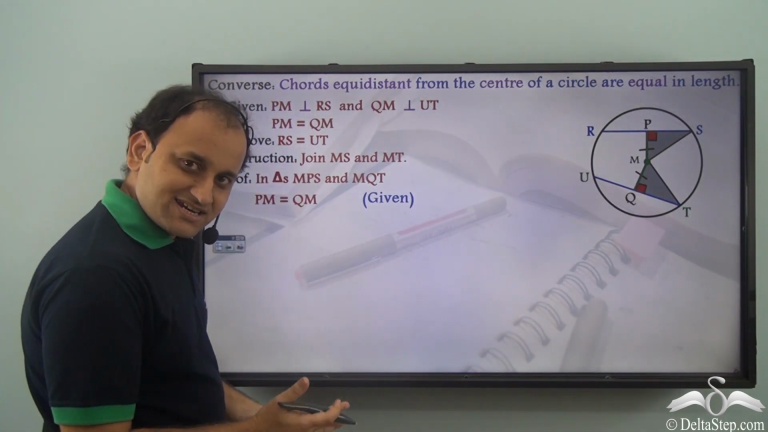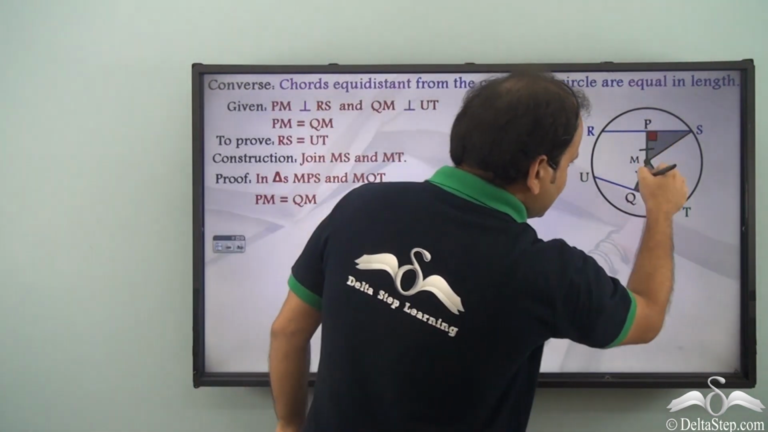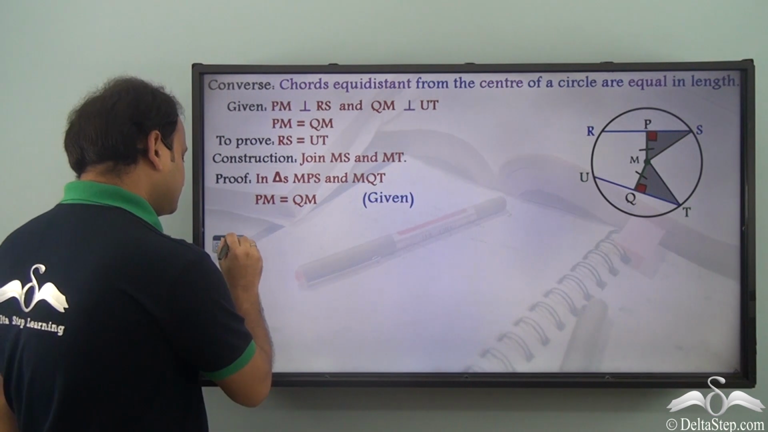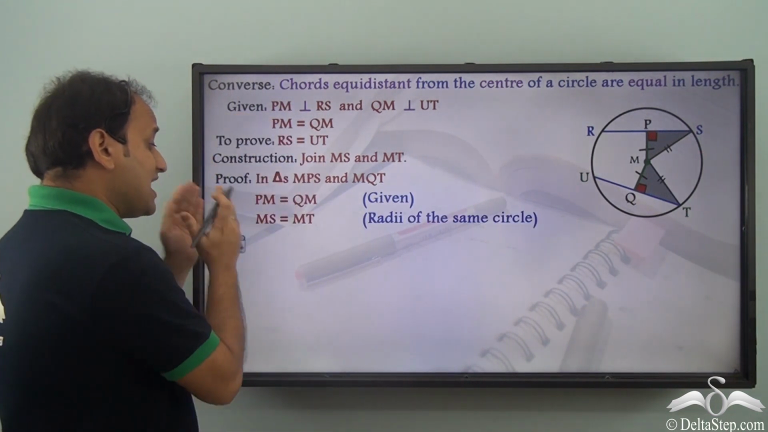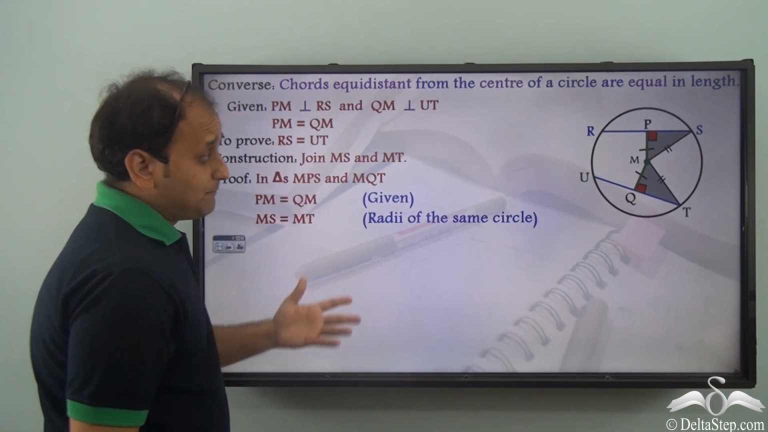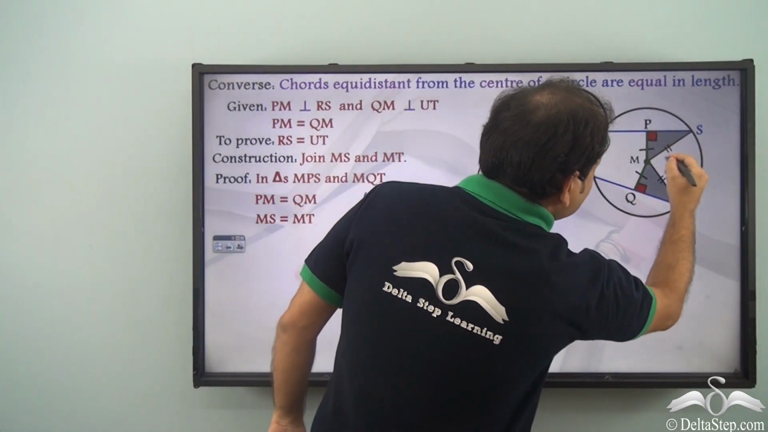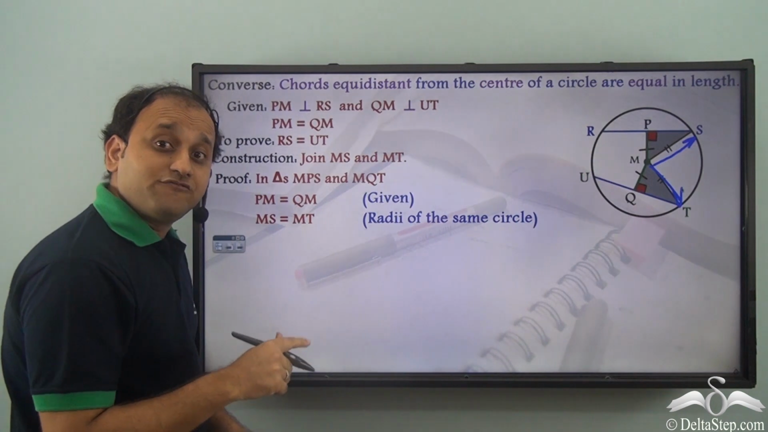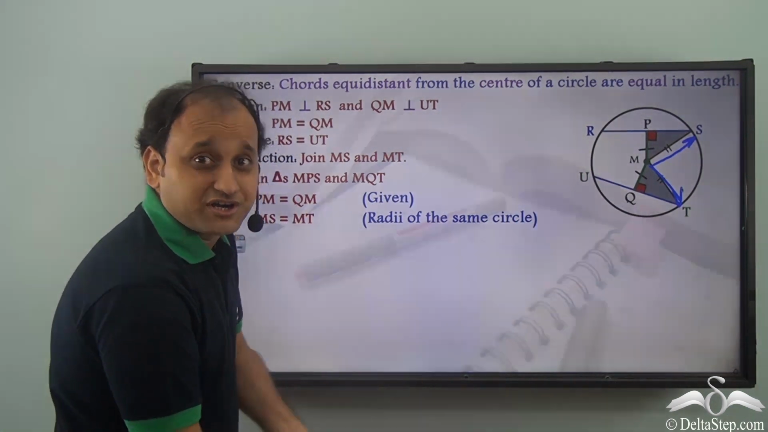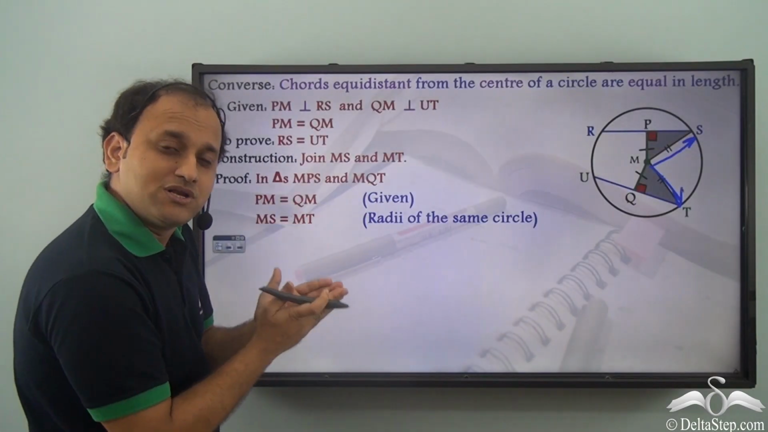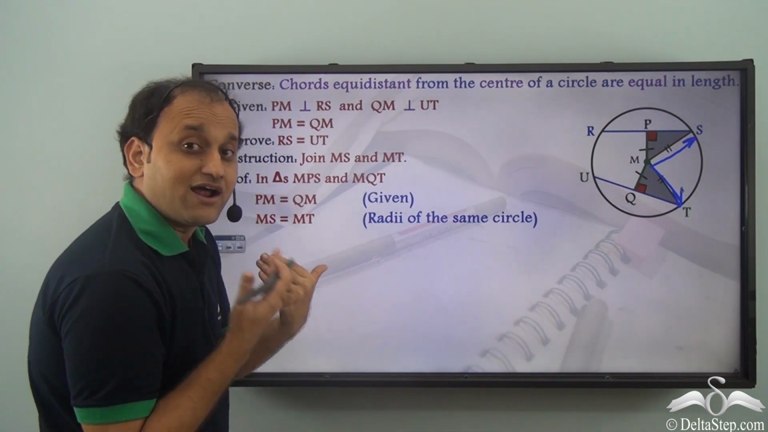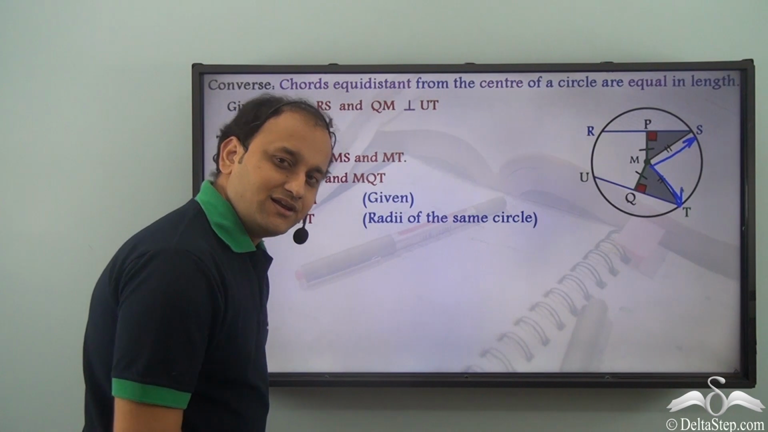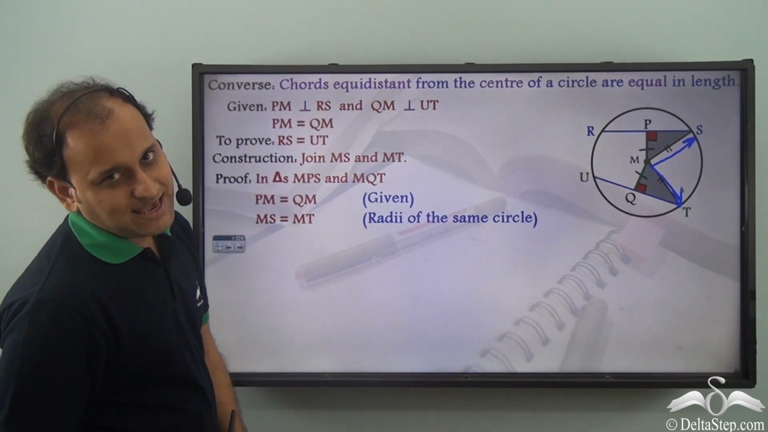They are equidistant from the center, both these chords. So we have PM is equal to QM. Now, MS is equal to MT because both MS and MT are radii of the same circle. So, MS will be equal to MT. Both are radii and the length of radii of the same circle will always be the same.